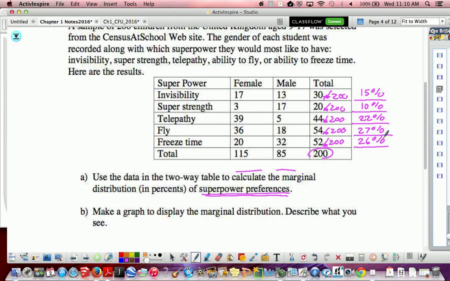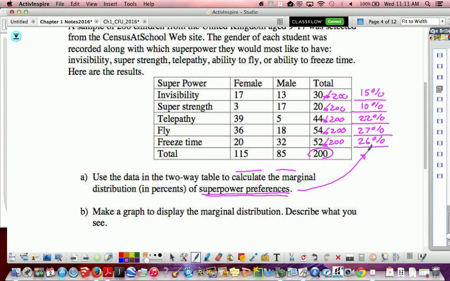These are the marginal distributions of superpower preferences. So we got those. Nice. Now, once we have those percentages, it asks us to make a graph to display our marginal distributions. Describe what you see. So this is basically what we were doing yesterday. You can make a choice of either doing a pie chart or a bar graph. I think bar graphs are a little bit easier to do.